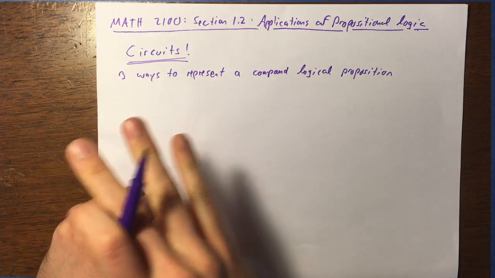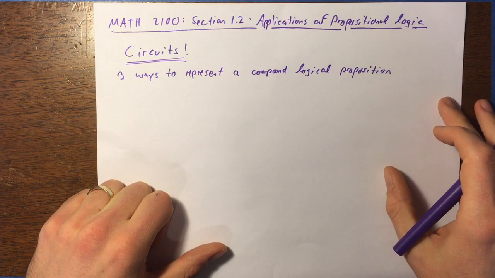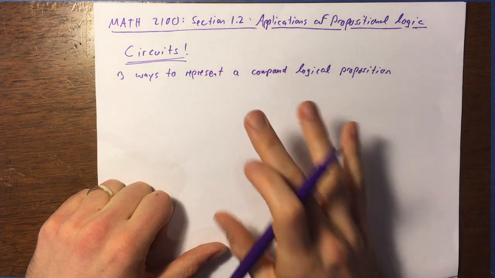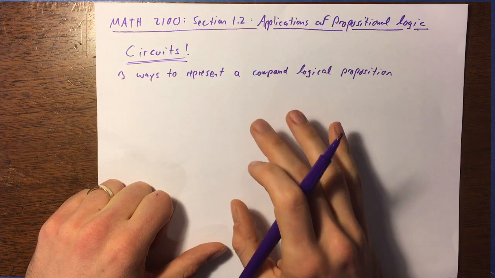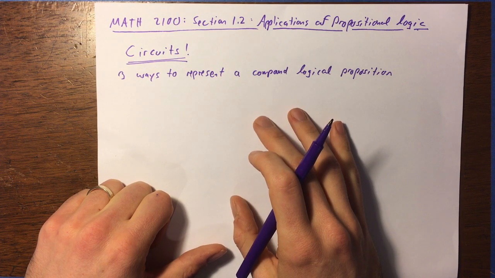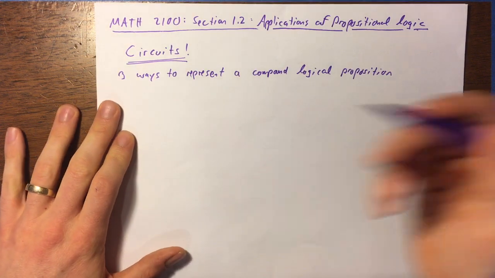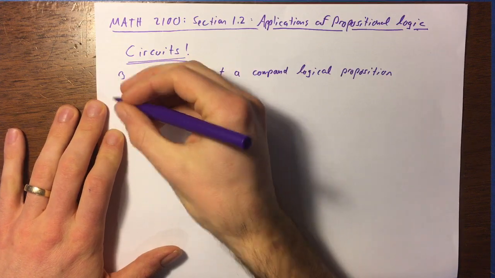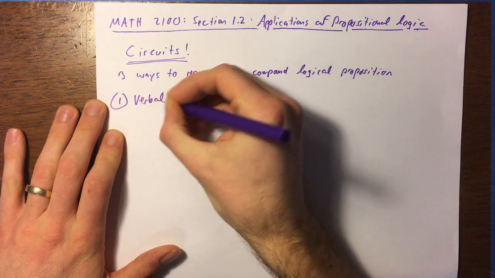Now, in order to understand what a circuit is doing, we need to be able to translate between a circuit diagram, a symbolic representation of a compound proposition, and a verbal statement that describes what it means. So let's go through those three things. We're actually going to start with the verbal statement.